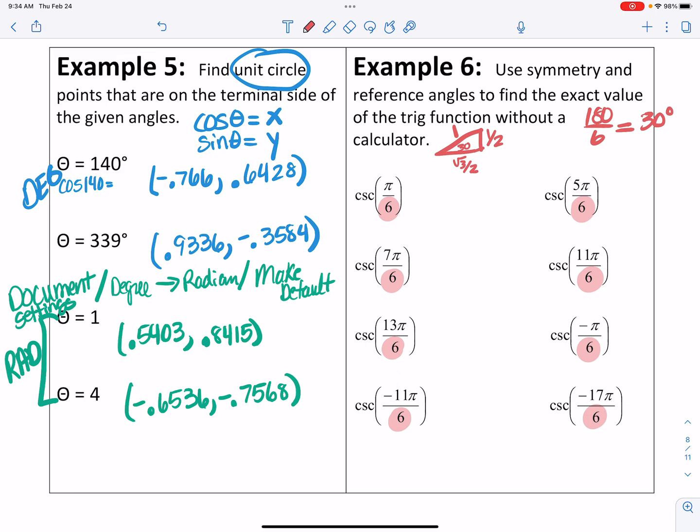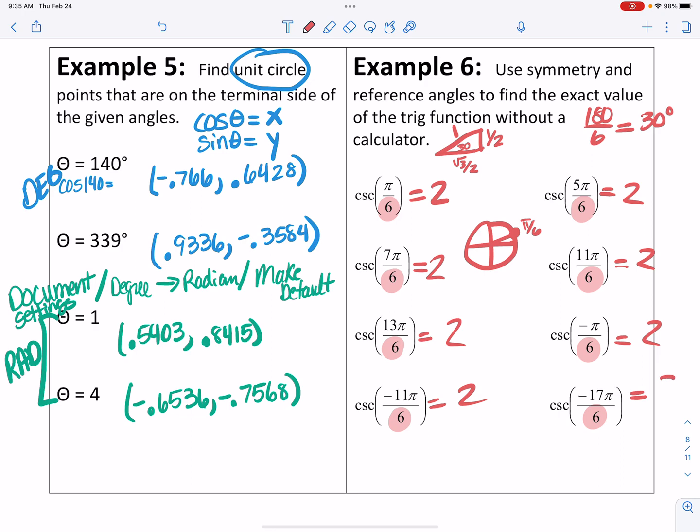If we think about this in terms of the circle, pi over 6 would be right here. The cosecant is the flip of the sine, so aren't all of these answers going to be 2? Every single one of these, because they're all cosecants, these are all 2. The only thing I have to check now is the sign.